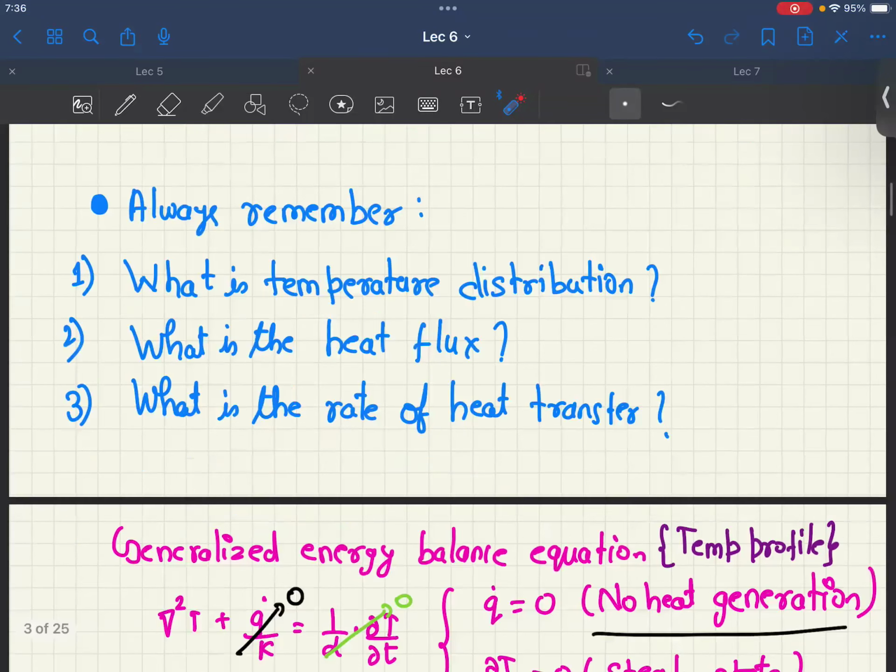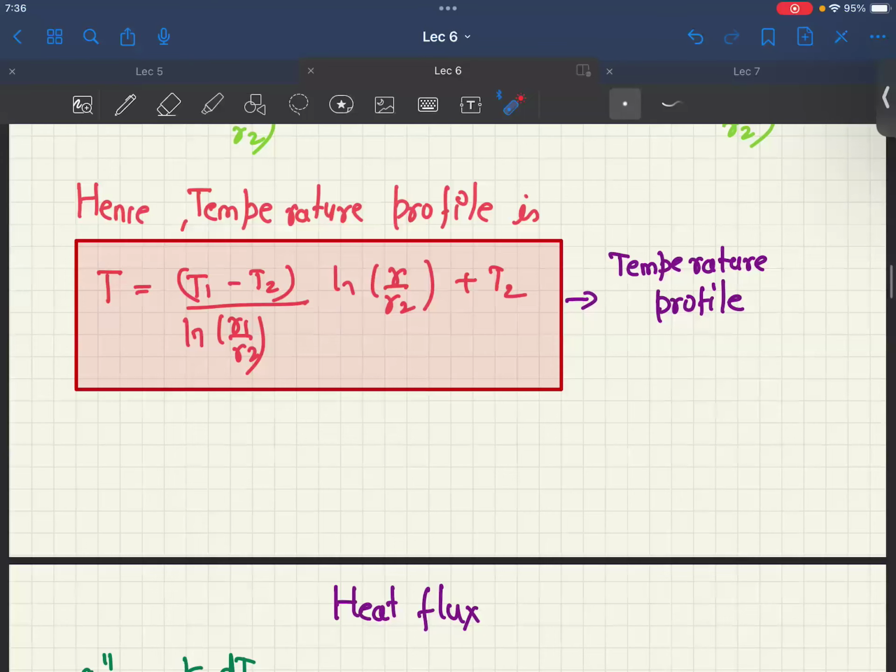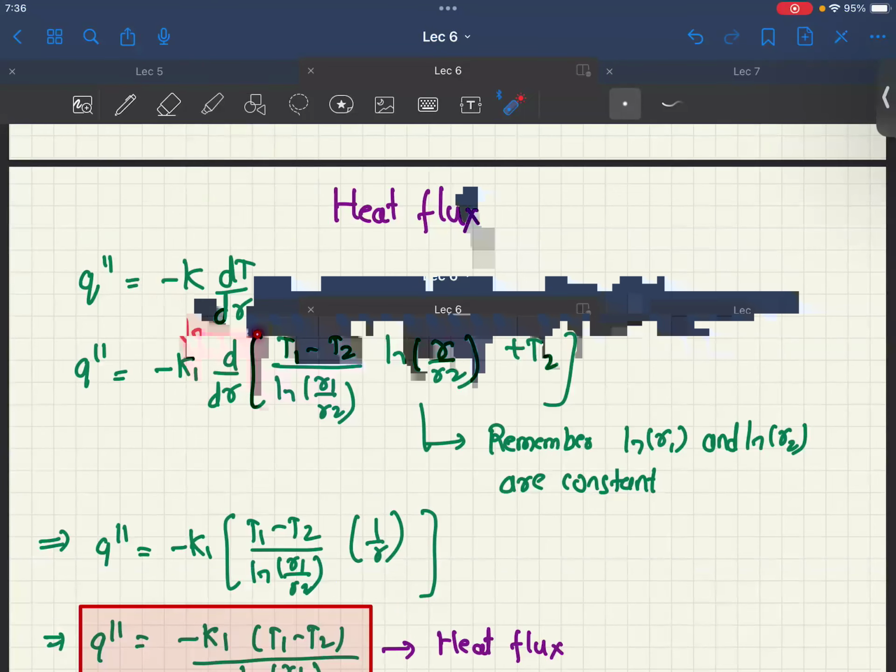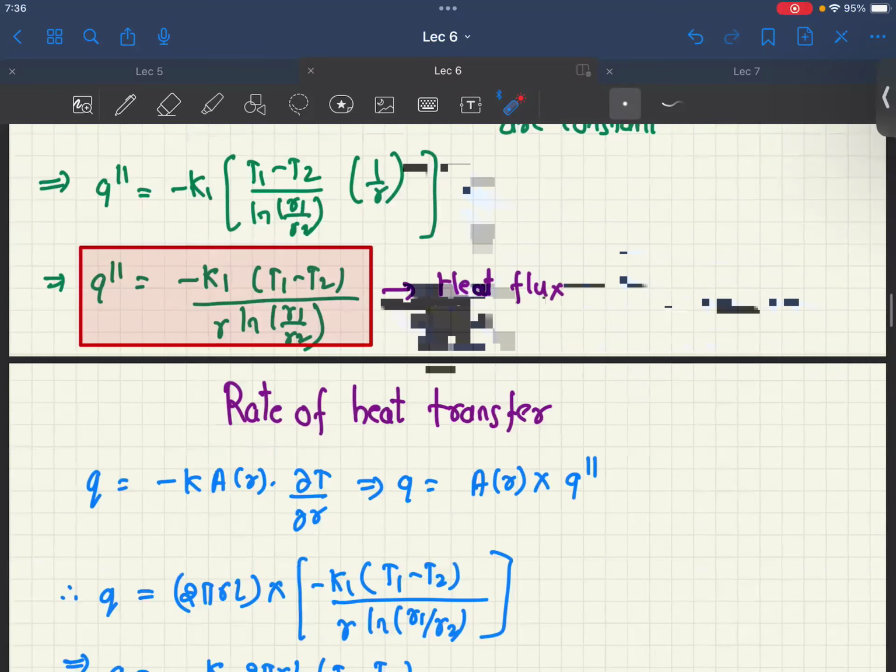ठीक है, तो एक बार तुमको टेम्परेचर पता चल गया, so you can just take flux is nothing but minus k dT/dr. Okay, and then you just take the derivative of this temperature. ठीक है, so I've done the math. I am not going to explain the math, but finally the flux of heat transfer comes out to be this expression. Now what is the next step?